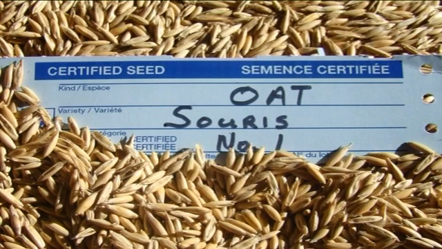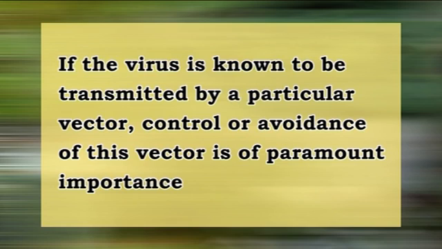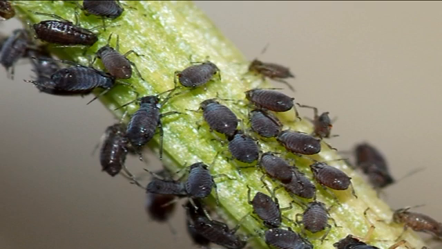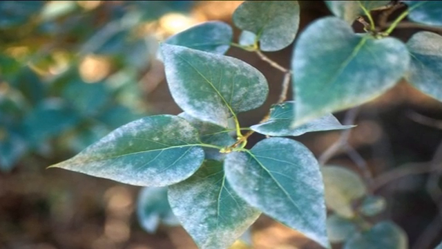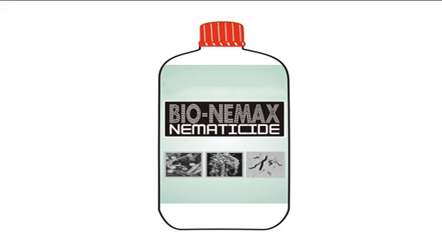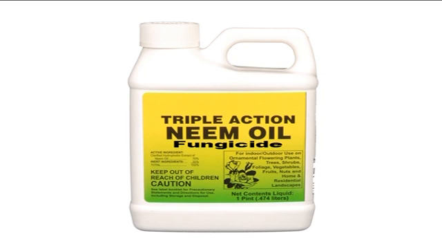Preventative measures may include use of certified virus-free seed or vegetative stocks, elimination of the virus reservoirs in the surrounding wild vegetation, and modification of planting and harvesting practices. If the virus is known to be transmitted by a particular vector, control or avoidance of this vector is of paramount importance. For instance, insect, nematode or fungal vectors can be controlled by insecticides, nematicides or fungicides respectively.